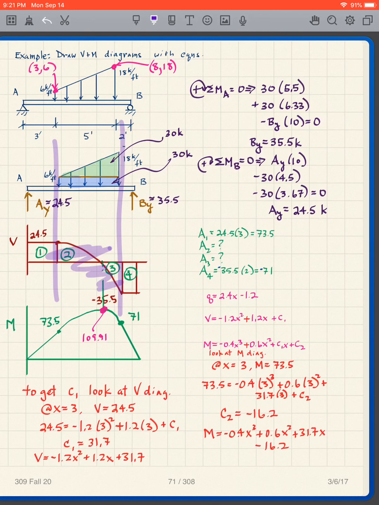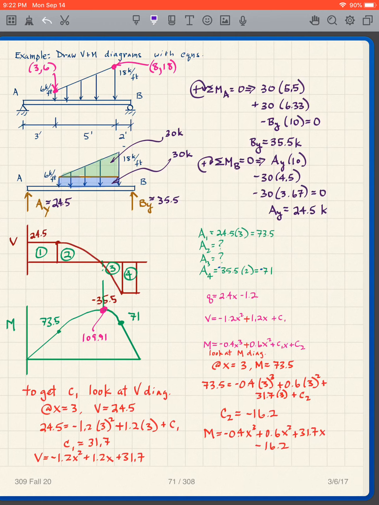So I see that at x equals 3, V is 24.5. So I simply put those values into my V equation, and I solve that for C1. I get C1 is equal to 31.7. So the equation for V is this. Now I know what C1 is, so for my M equation, I simply put that in. C1x is there.